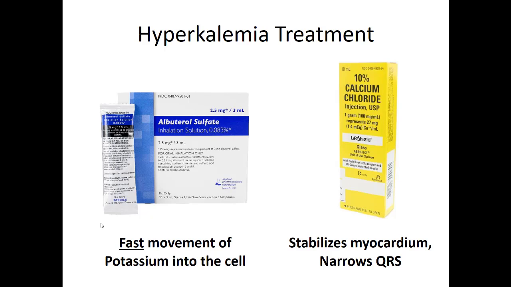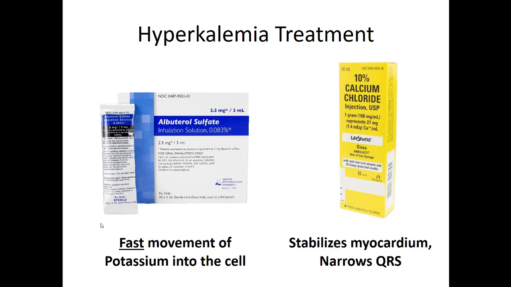Now, the other thing you need to do is you have an inherently unstable heart right now. And so the next thing to give through the IV will be calcium chloride. Now it burns, but this is important to give because it's going to stabilize that heart and stop that QRS from getting any wider or turning into a sine wave.